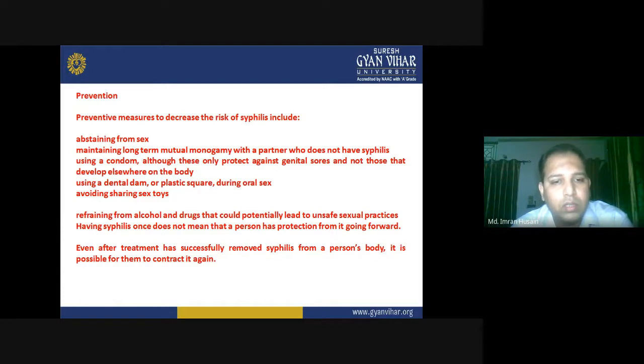Having syphilis once does not mean that a person has protection from it going forward. Even after treatment has successfully removed syphilis from the person's body, it is possible for them to contract it again.